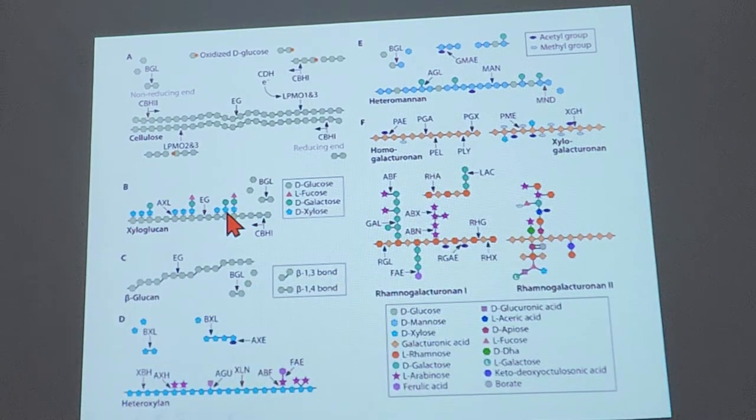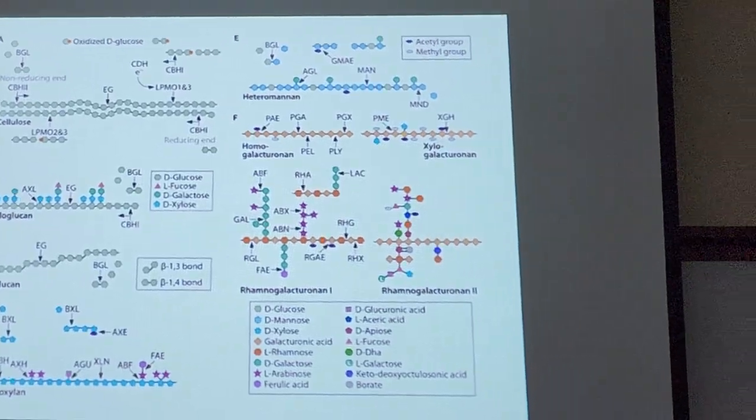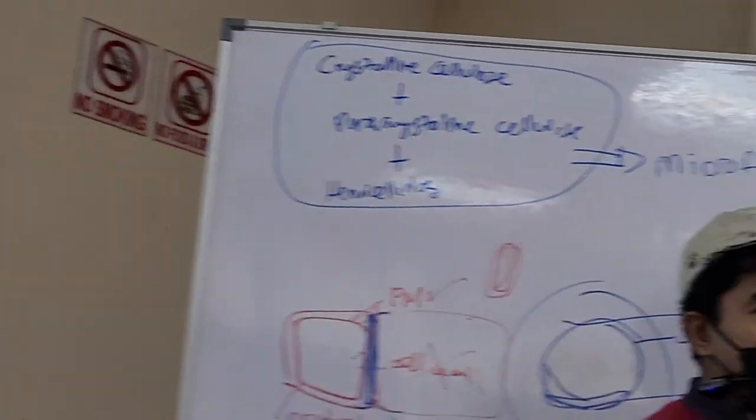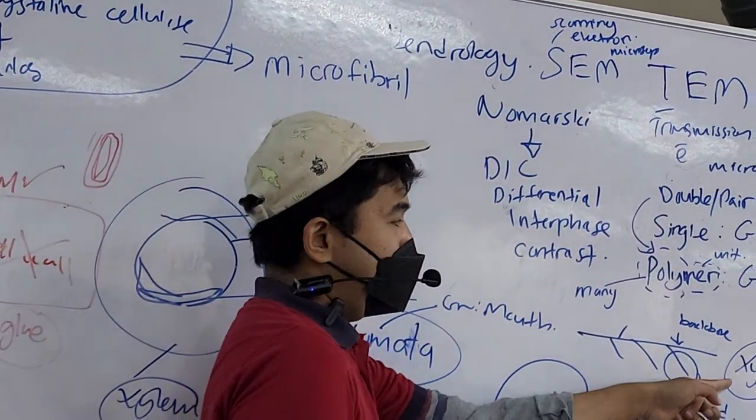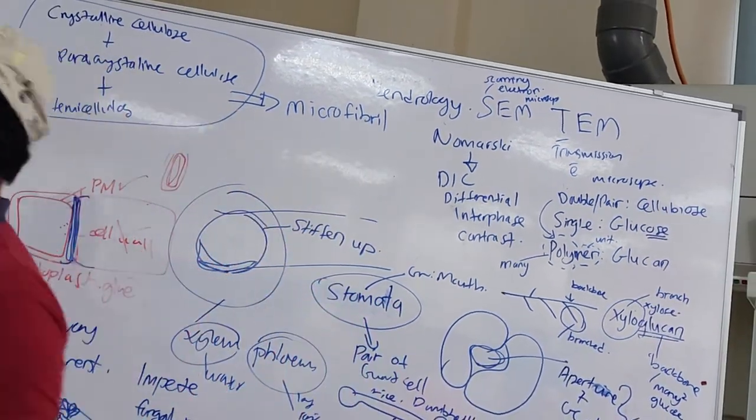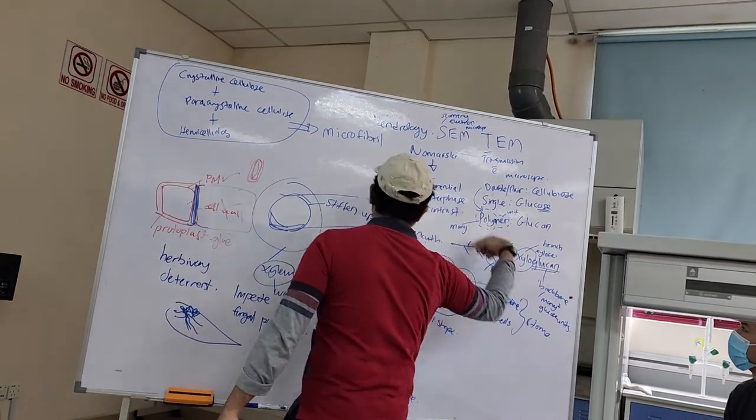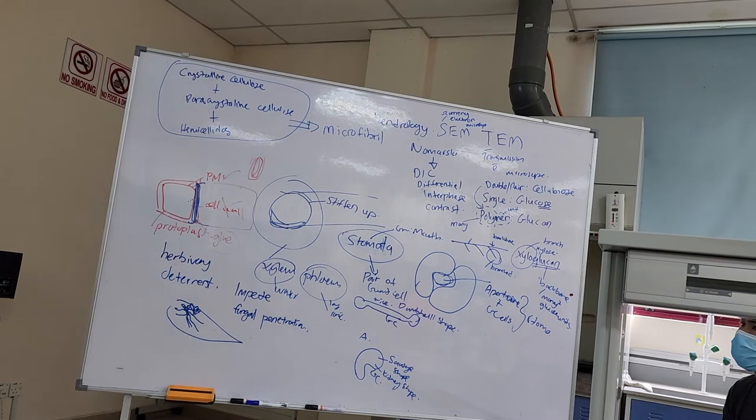I think I just put it, give it right. Yeah, this one, this guy. The glucan, which is the polymer of glucose, is the backbone, the ending of it. And the front name is the branching. So this here, the example I give here, is actually the B, this guy.